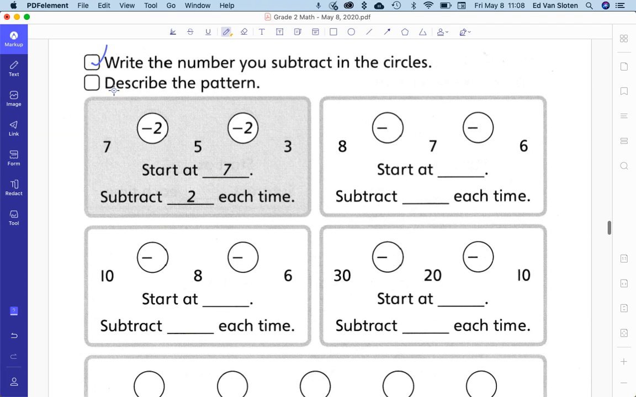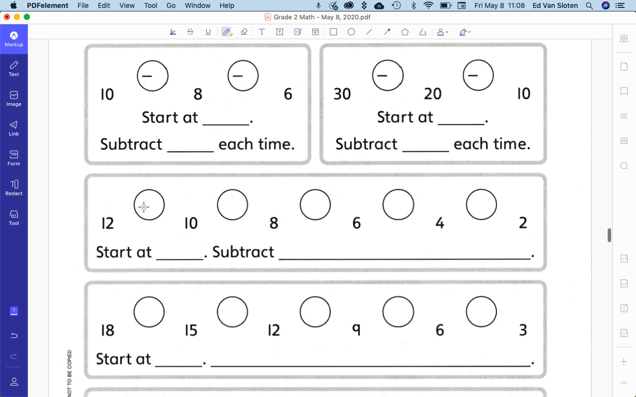All right, write the number you subtract in the circles, describe the pattern. -1, start at 8, subtract 1 each time. So this page is exactly like the other one, except we are subtracting each time.